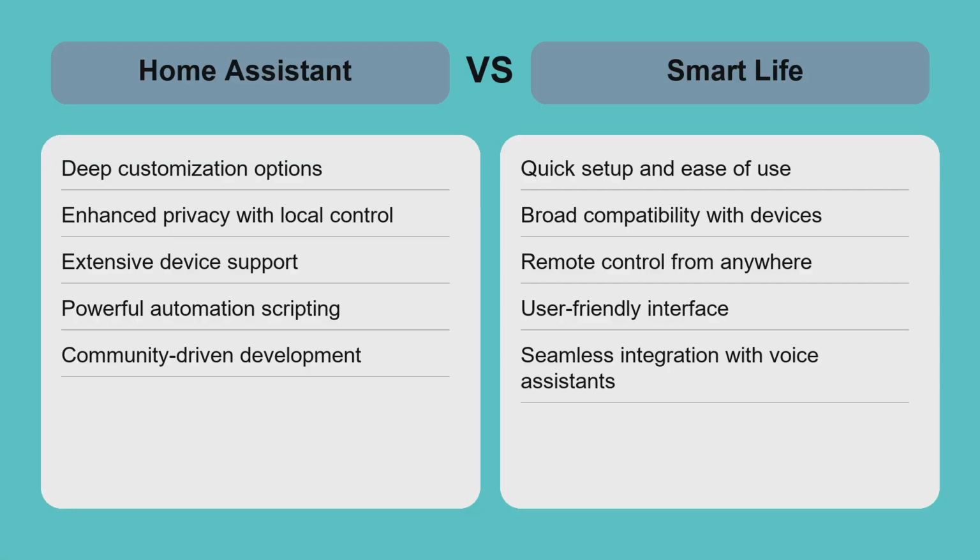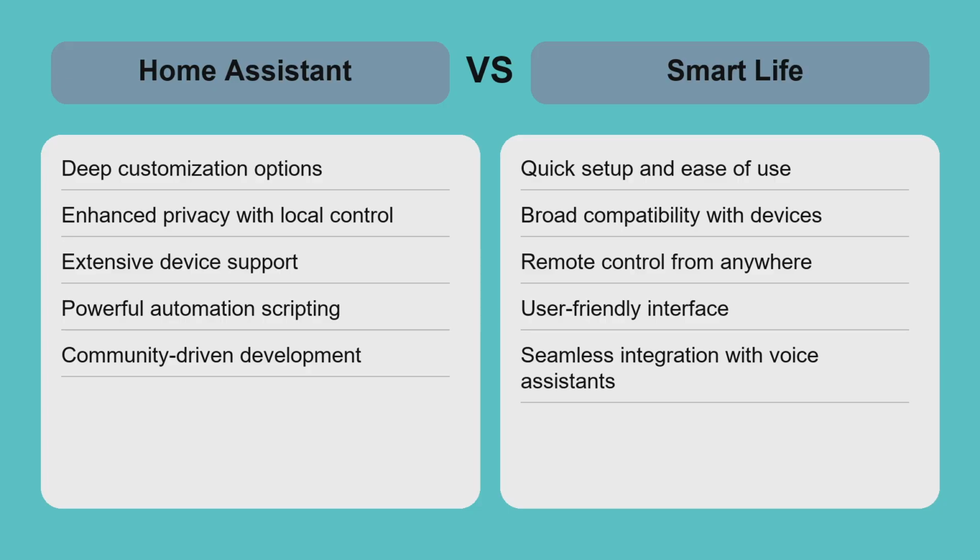Comparing Home Assistant and Smart Life highlights a trade-off between control and convenience. Home Assistant excels in local control, privacy, and deep customization, making it perfect for users who want to tailor every automation detail and avoid cloud dependency. However, it demands technical skills and time investment.